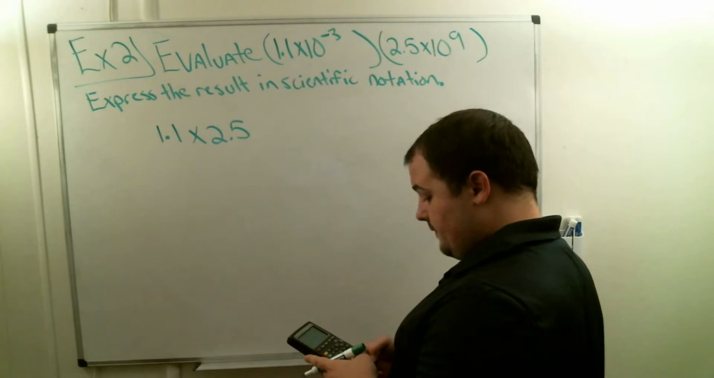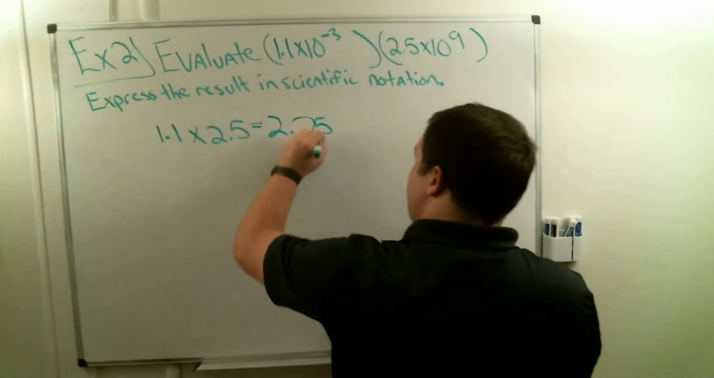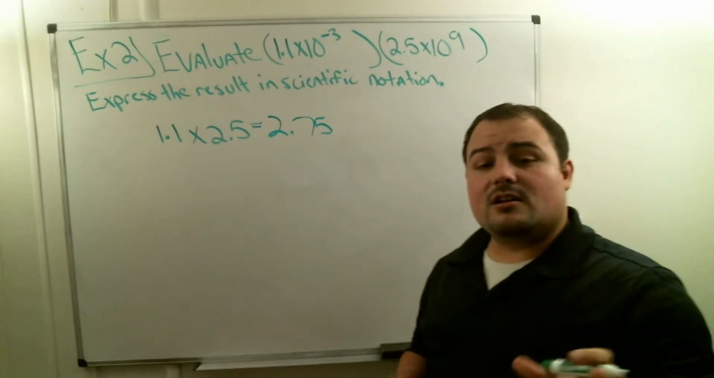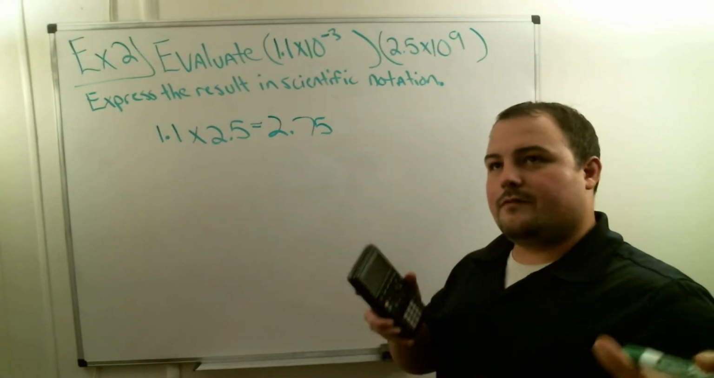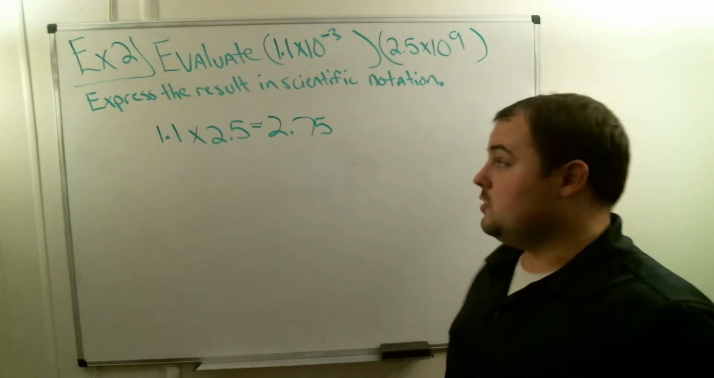1.1 times 2.5. This gives me 2.75. So looking at that number as written in scientific notation form, it's between 1 and 10. So we can actually leave that number alone. That's going to be the number we use.